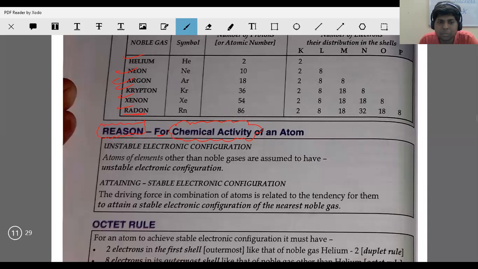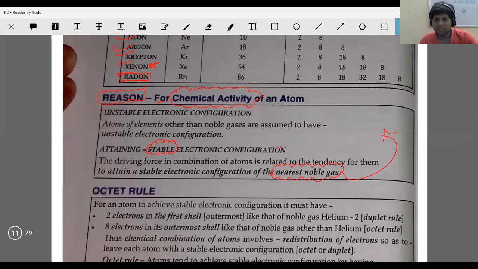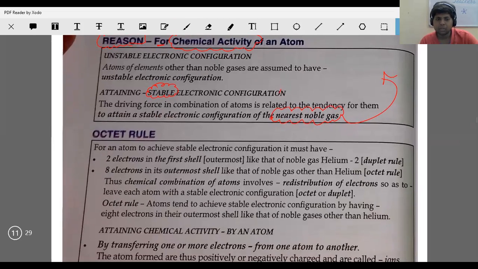Even this radon, we don't talk much about it. What we are concerned about is still xenon only. Then what I was telling, why do atoms combine to form bonds? The only reason is to attain stability. And how do they attain stability? By attaining noble gas configuration. Whatever is the nearest noble gas, they want to attain its configuration, either by donating electrons, accepting electrons or sharing electrons. That is the reason for chemical activity. That is why atoms react to form a bond. Is it clear to everyone?